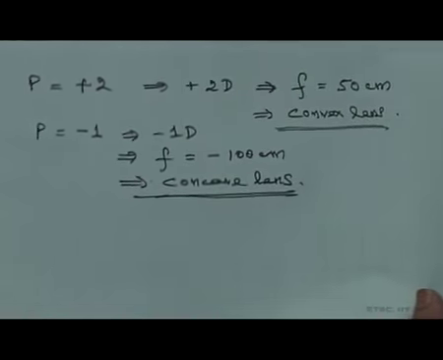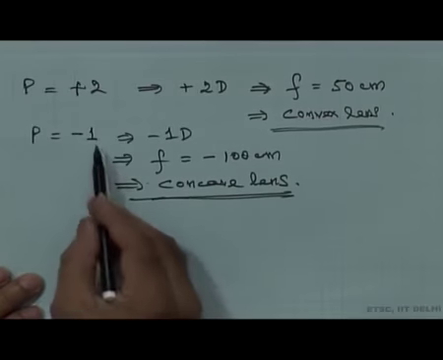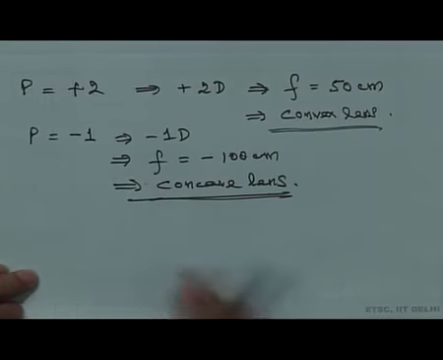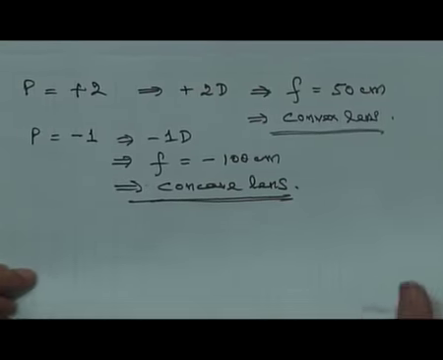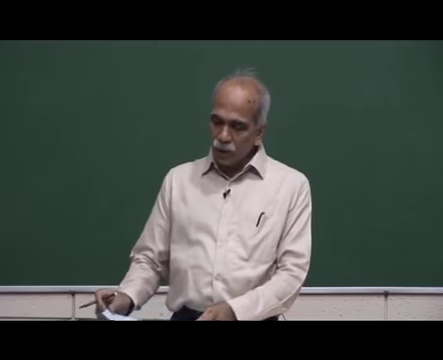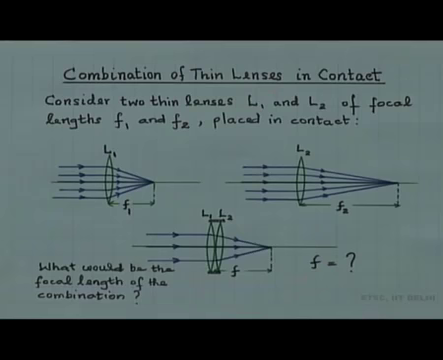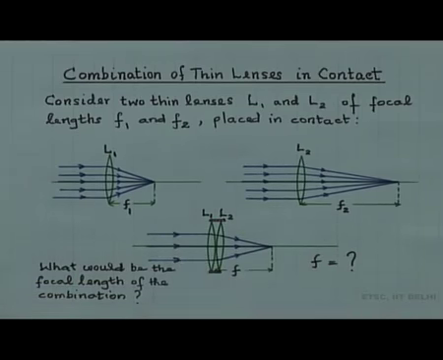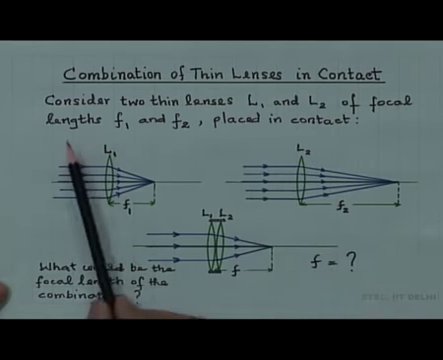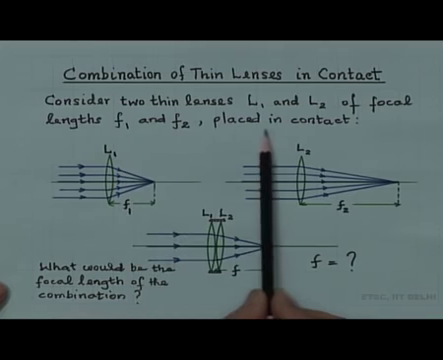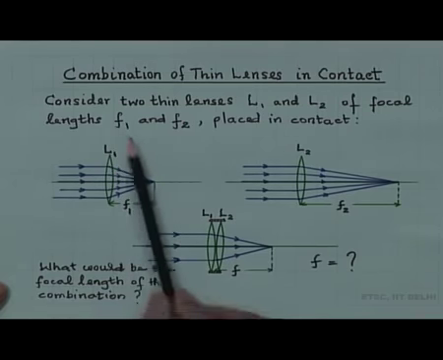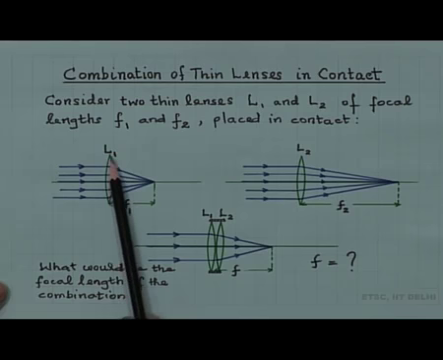All right. So, it's very important to remember that F has to be substituted in meters when we calculate the power. Right. So, let us now move on to the next topic, which is combination of thin lenses in contact. Consider two thin lenses L1 and L2 of focal lengths F1 and F2 placed in contact.